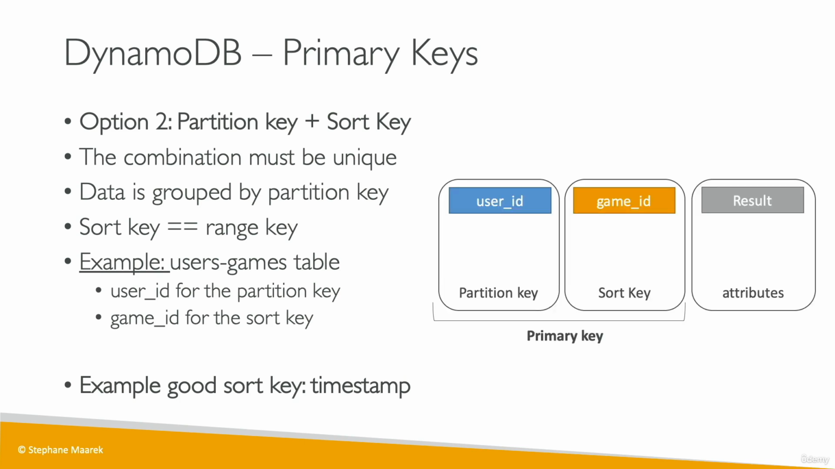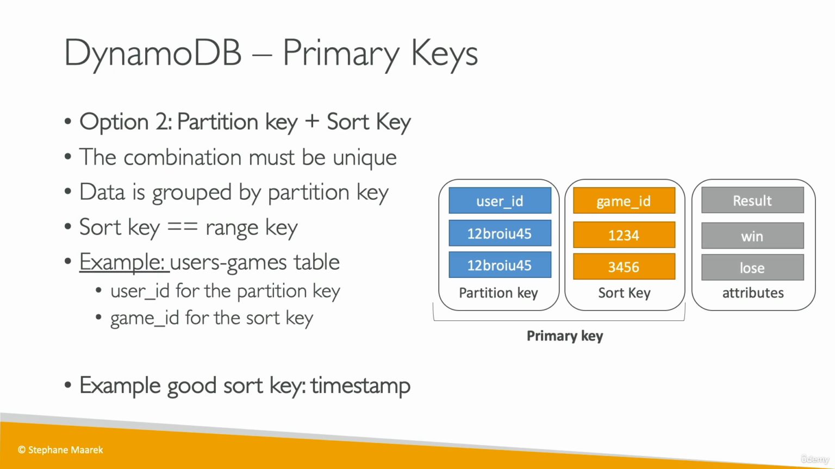So here's the example for user ID and game ID. We have the partition key and the sort key, and together as a composite key, they are unique, and the result can be some of the attributes. So again, here's an example. For this user ID 12-45, there are two games that have been played. One was won and one was lost.